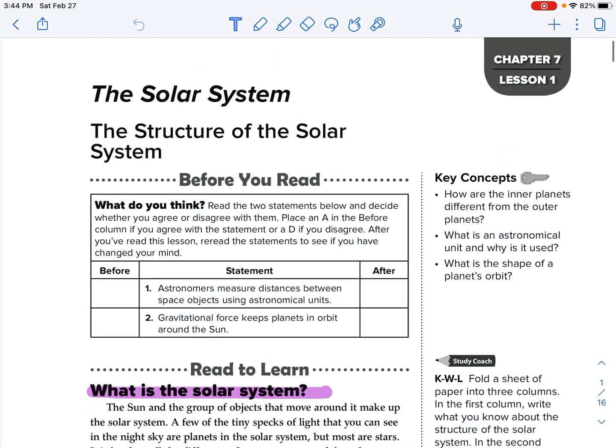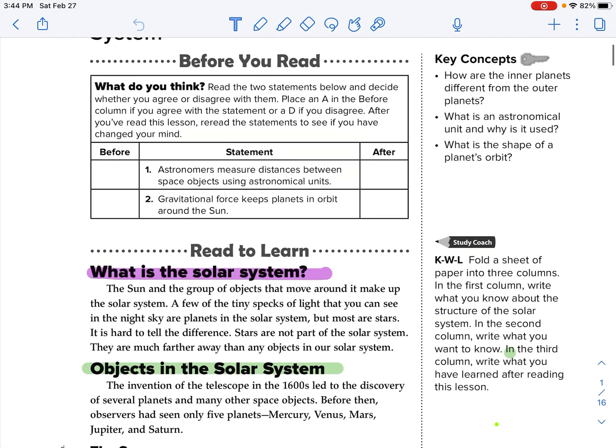All right. So what is the solar system? The sun and a group of objects that move around it make up the solar system. So it's really going to be the sun and the planets. The planets are the ones that are moving around the sun. Okay, a few of the tiny specks of light that you can see in the night sky are planets in the solar system. But most are stars.